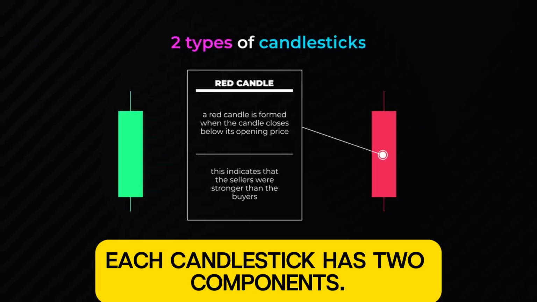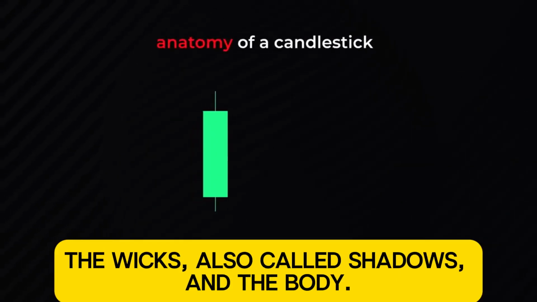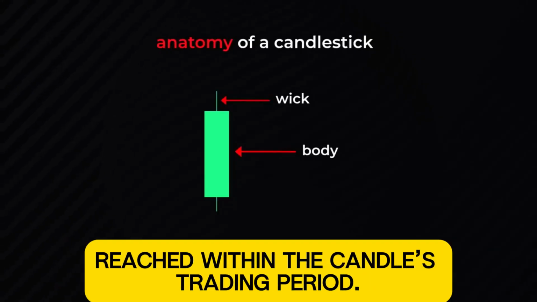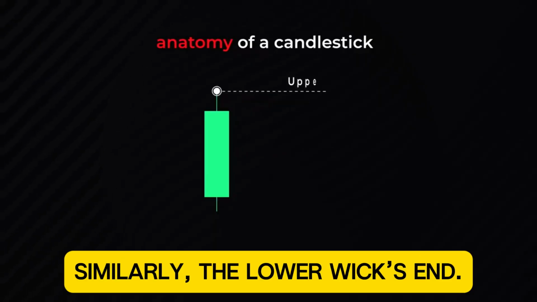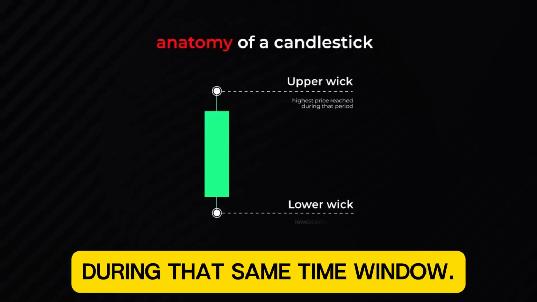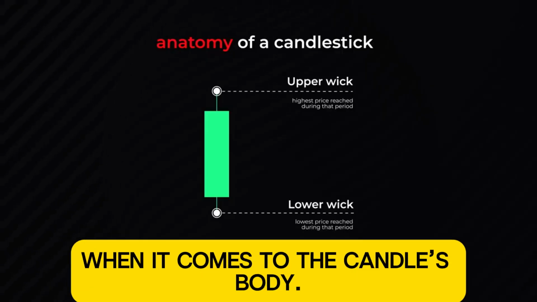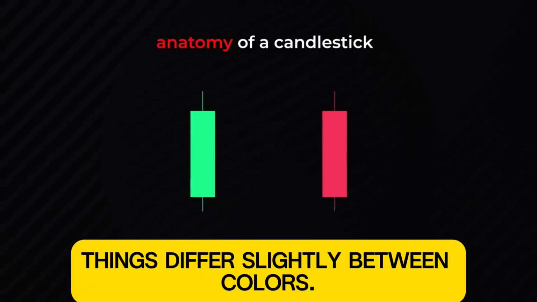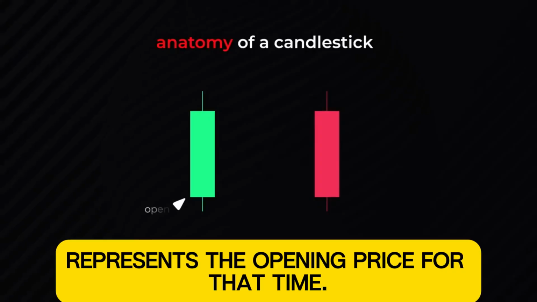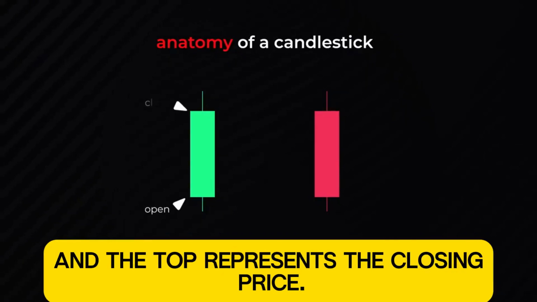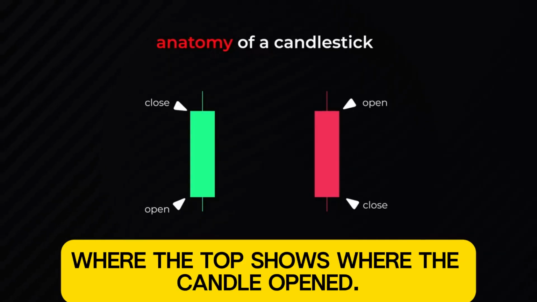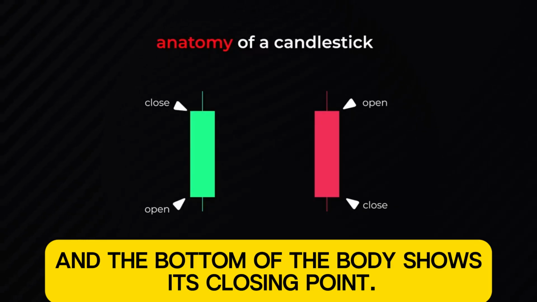Each candlestick has 2 components, the wicks, also called shadows, and the body. The end of the top wick indicates the highest point reached within the candle's trading period. Similarly, the lower wick's end marks the lowest price level reached during that same time window. When it comes to the candle's body, things differ slightly between colors. For green candles, the body's bottom represents the opening price for that time, and the top represents the closing price. Meanwhile, with red candles it's reversed, where the top shows where the candle opened, and the bottom of the body shows its closing point.